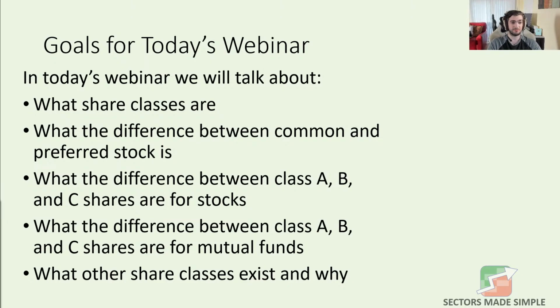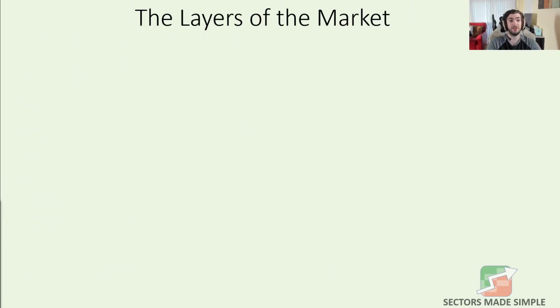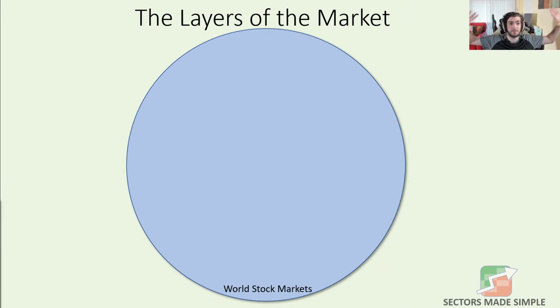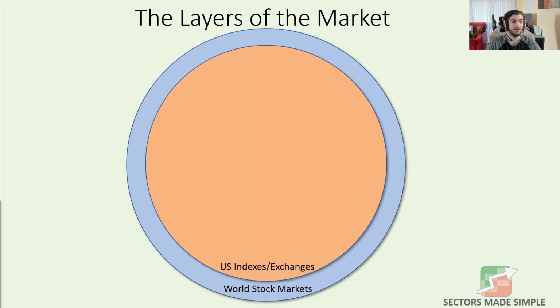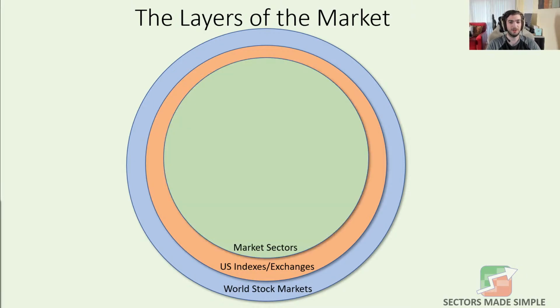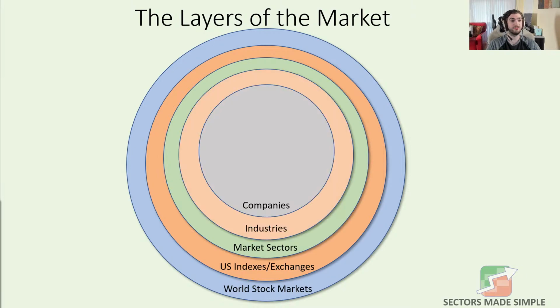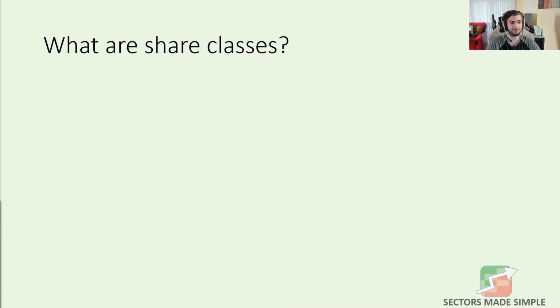Really quickly, I want to review what we talked about last in the members webinar. I want to show off the same onion graphic that we talked about, where we start off with the big circle that has everything inside of it. World stock markets. That's the US and international stock markets. Then we have our US stock market, which is the US exchanges and indices, market sectors, industries, companies, and finally, we get into today's topic, preferred versus common stock and share classes.